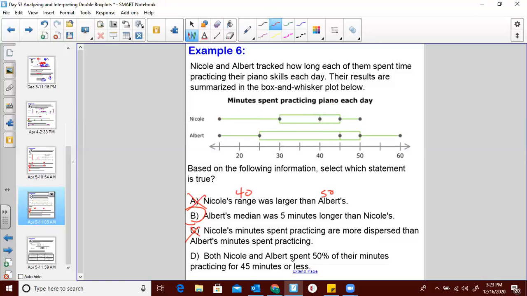Both Nicole and Albert spent 50% of their minutes practicing for 45 minutes or less. So we come to 45 and we go less. Well, Albert got 1, 2, so it is 50%. Nicole got 1, 2, 3, so that is 75%. So Albert was 50, Nicole was 75, but we needed them both to be 50. So our answer stays true at B.